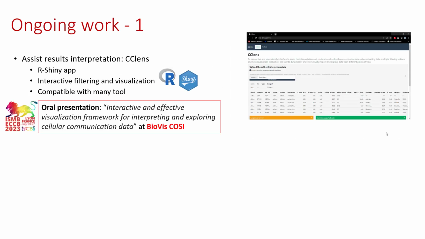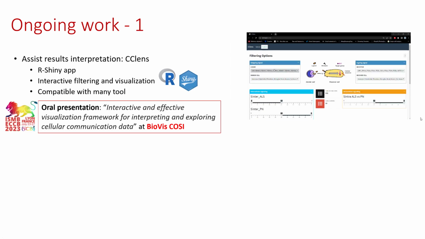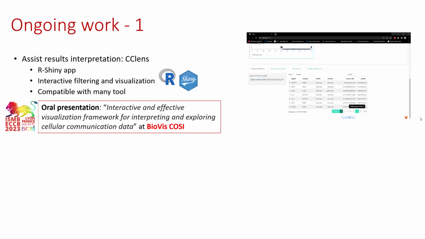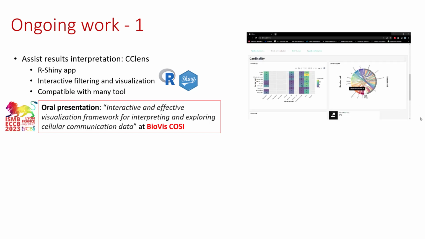We are also continuing to work in this field. In particular, we are currently developing a Shiny app that we call CCLength, a very interactive and effective way to filter and visualize the results of cell-cell communication, from the communication results that can come from scSeqComm, as well as from all the main cellular communication tools. And if you're curious, we will also have a presentation, still at ISMB ECCB, that you can follow to have further details.